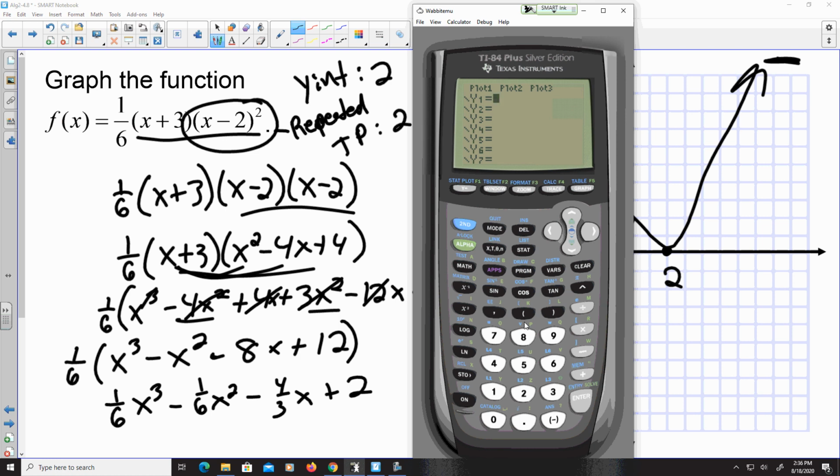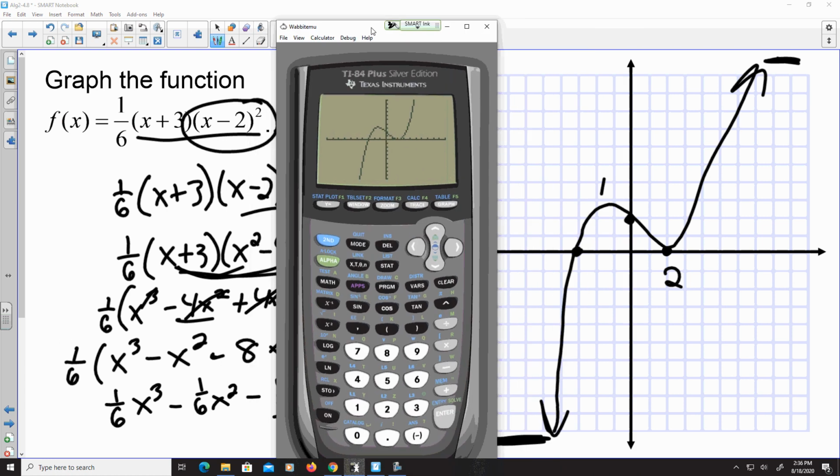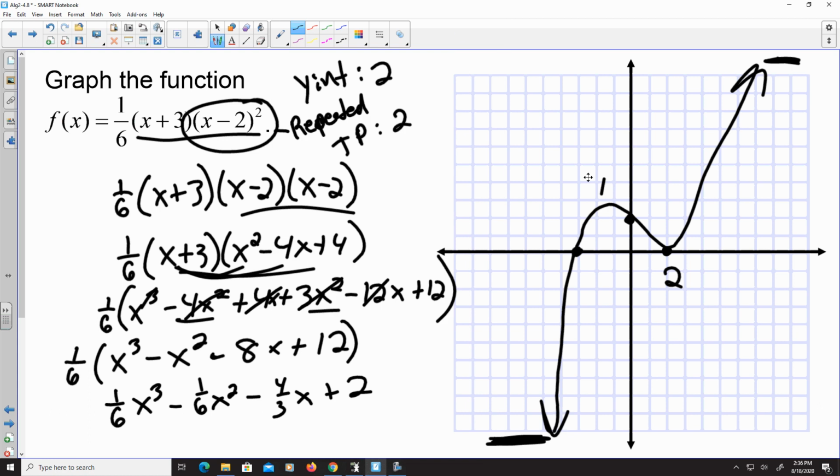So if I said 1/6, and then it's going to be x plus 3, and then we got x minus 2 quantity squared, I'd say we were pretty close. Okay. And again, you don't need the graphing calculator to do these per se.